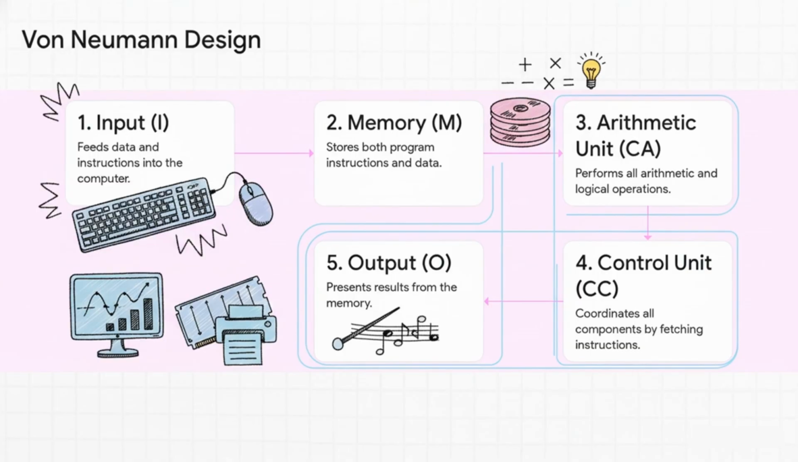So von Neumann laid all this out in a famous report, describing 5 logical parts. First, you've got input. Think of a keyboard to get information in. Then you have memory, which is crucial because it holds both the program and the data. The heart of the whole thing is the processor, which he split into 2 parts, the central arithmetic unit, which does all the math, and the central control unit.